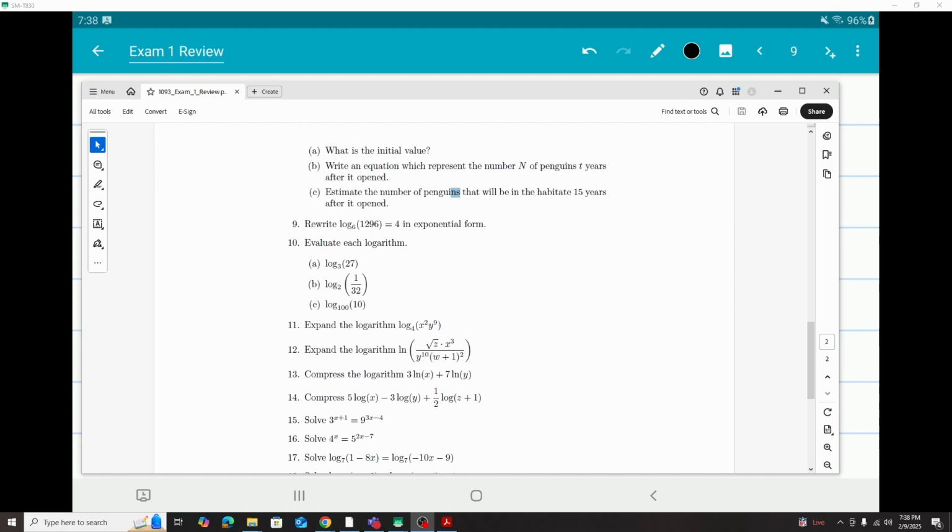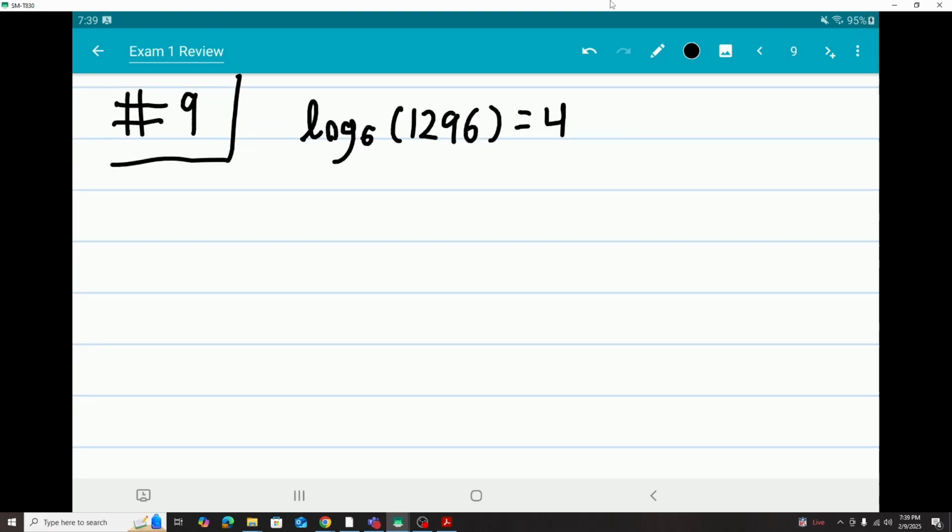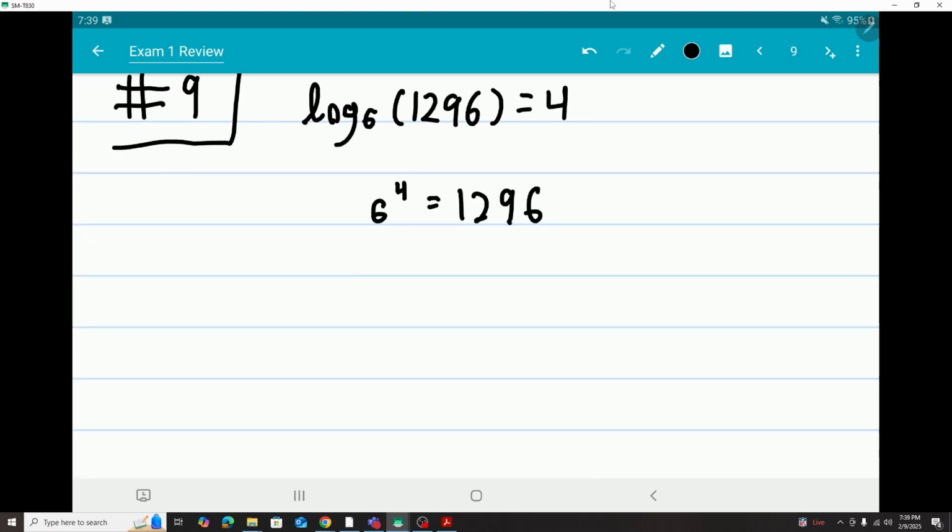Alright, we got a quick one now. Rewrite log base 6 of 1296 equals 4 in exponential form. So I have log base 6 of 1296 equals 4. We want to write that as an exponential. Turns out it's not anything crazy. Once again, 6 is our base. Our power, the 4, is equal to the number on the inside. So that's always how we do something like this.